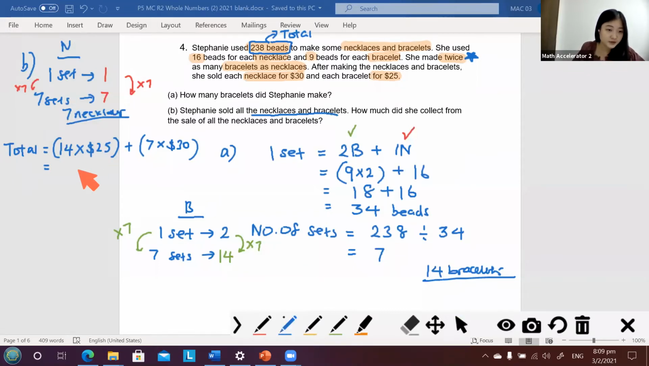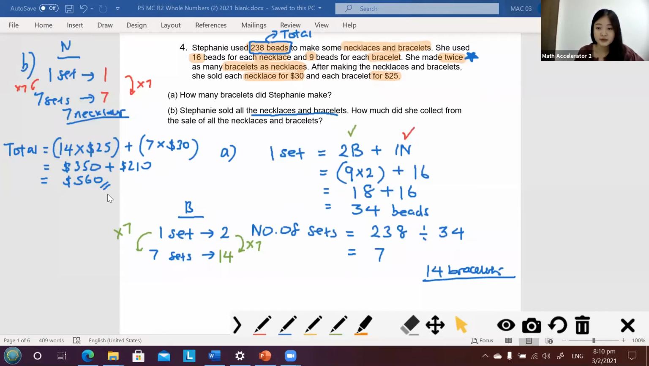Okay, yes, 560. So that's 350 plus 210. Total 560, yes. Okay, a lot of you have it, 560. Okay, so just type in your calculator.